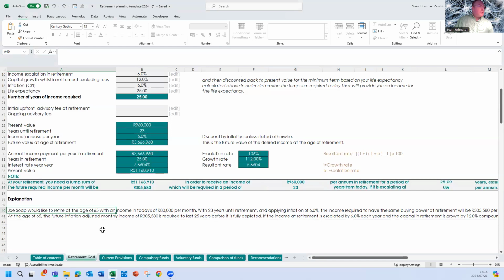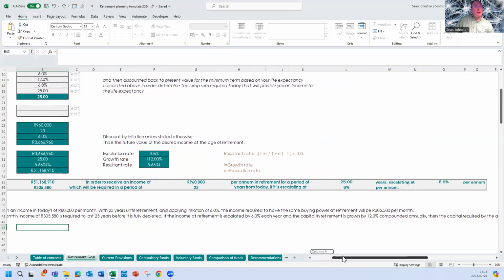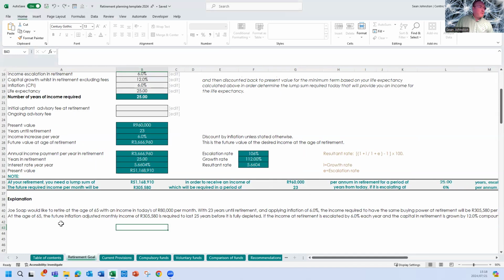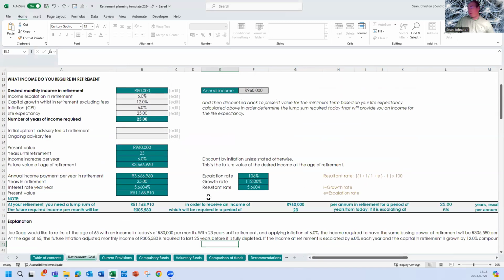Joe Soap would like to retire at the age of 65 with an income in today's terms of 80,000 per month. With 23 years until retirement and applying inflation of 6%, the income required to have the same buying power at retirement will be 305,580 per month. At the age of 65, the future adjusted monthly income of 305,580 is required to last 25 years until it's fully depleted. So which means that when Joe is 65 plus 25, so he'll be 90, then Joe will have no money left when he's 90 years of age.